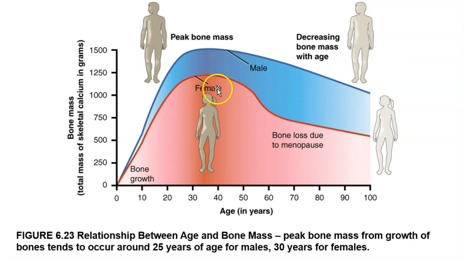We see that with both males and females, bone mass decreases with age. That's a normal effect of aging, so it's losing bone mass. But as I mentioned previously, regular exercise, even light strength training can help to slow down that loss of bone mass with age. We also see that for females around 50 to 55 years of age, there's a very sharp decrease in bone mass due to menopause.